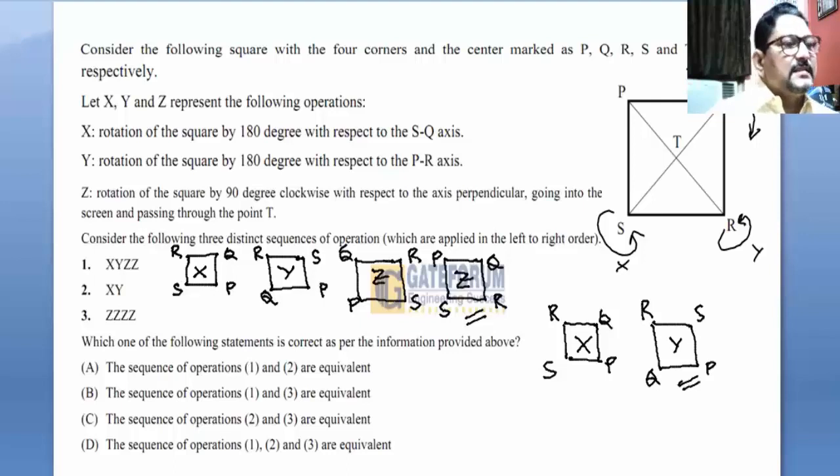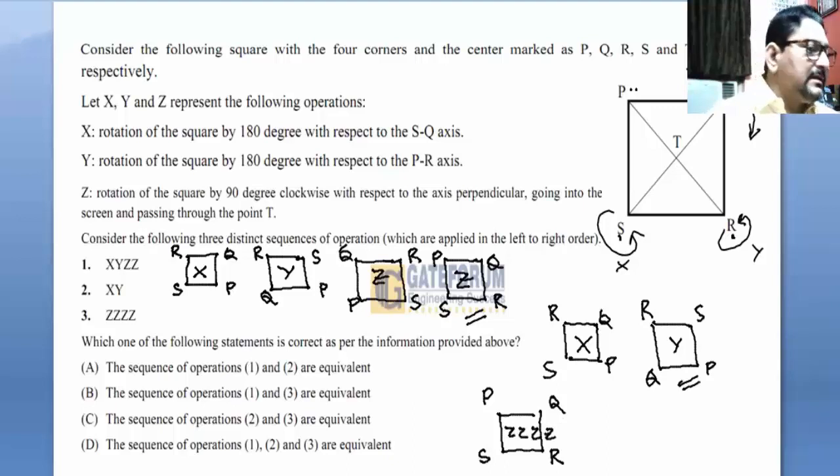Let us do Z, Z, Z, Z. I'm sure you will all agree about one thing. One Z, P becomes here. Second Z, P will become here. Third Z, P will become here. Fourth Z, P will become again here. Means after applying all the 4 Z's, we will get back the original square in its normal form. I hope we all understand that. This is Z applied 4 times. I hope we all agree on that.